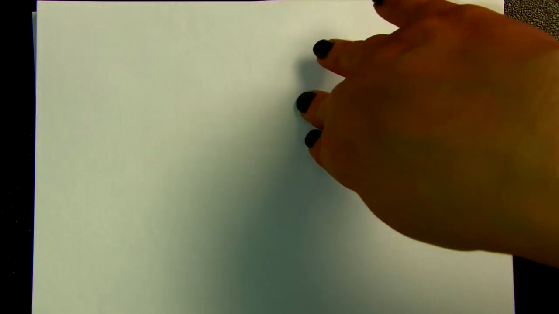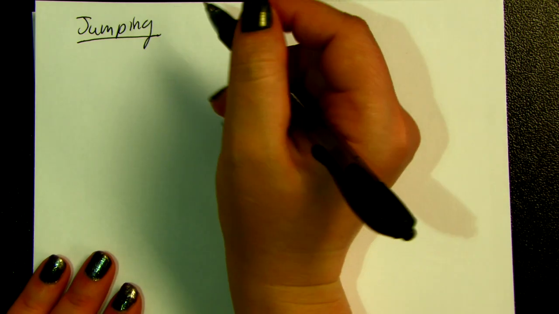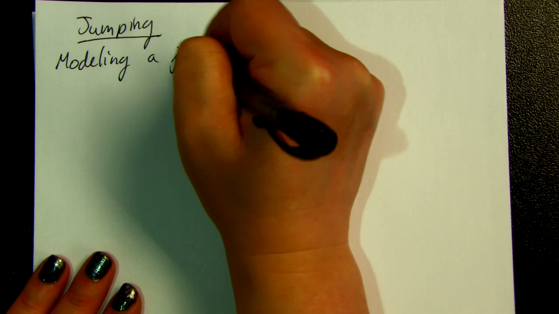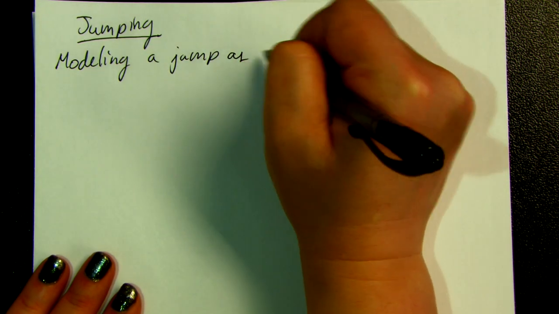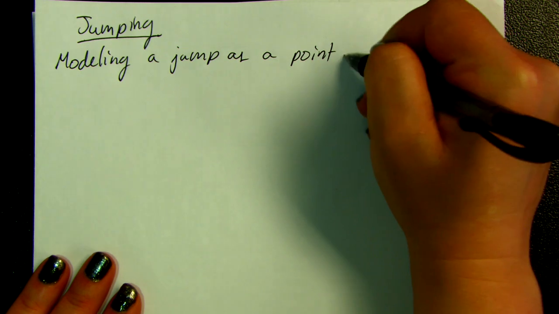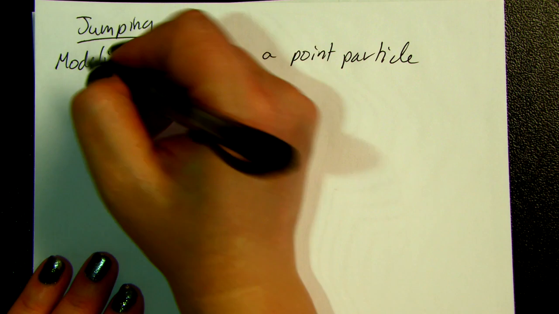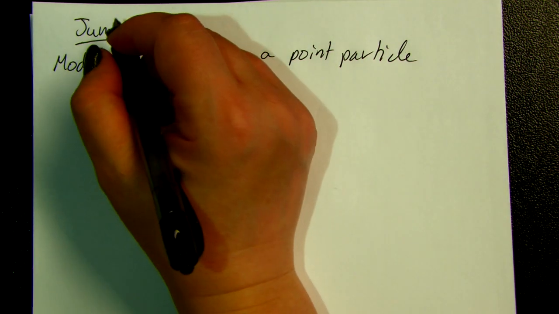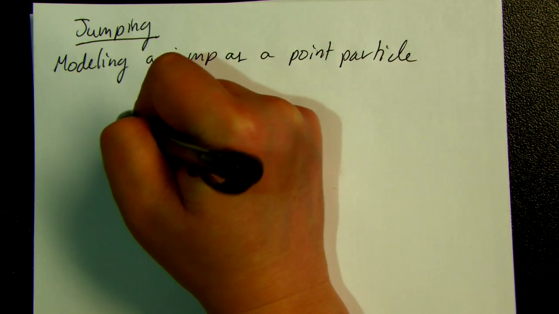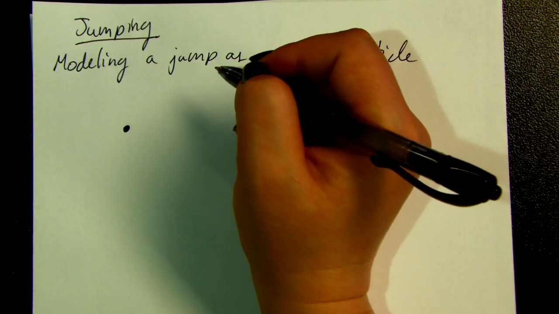And from crouch to jump up, the center of mass moves. Okay, so modeling a jump as a point particle, we'll have our center of mass. So that would be about in the middle of your body.